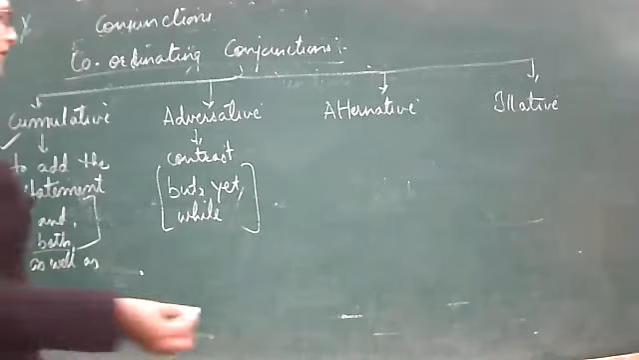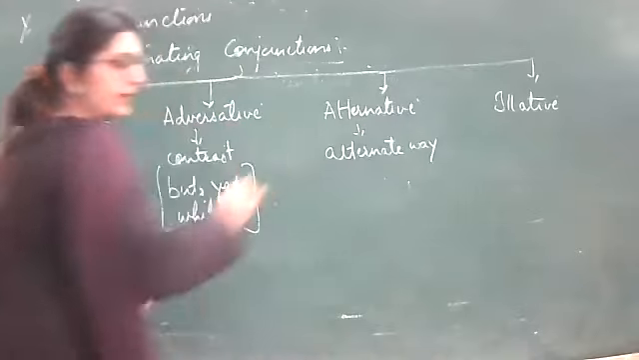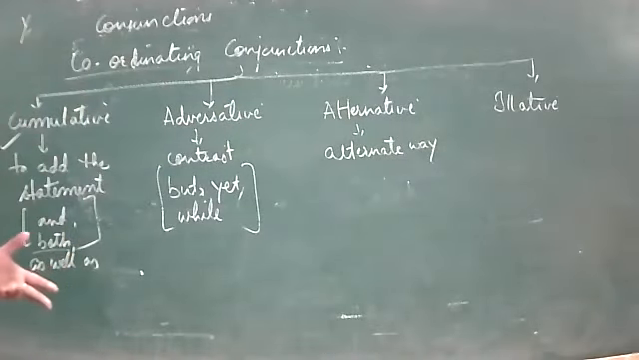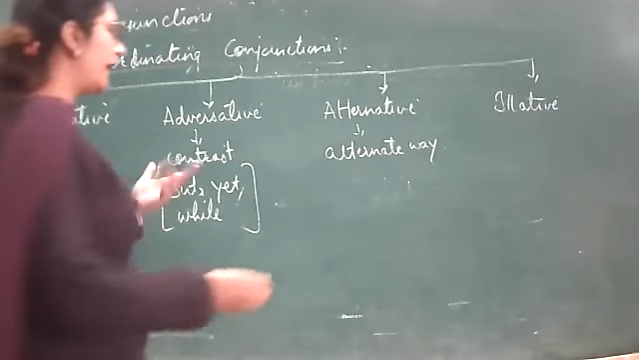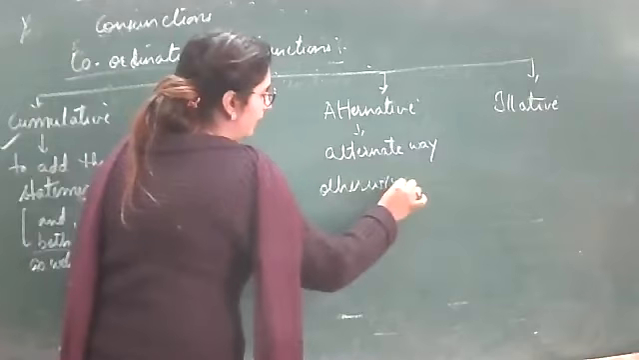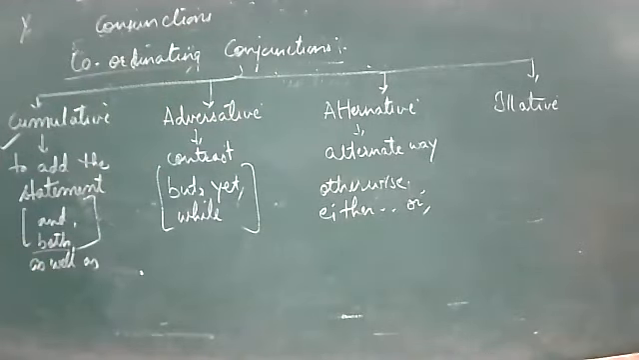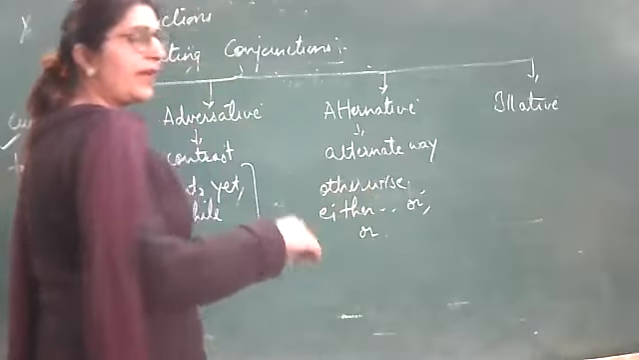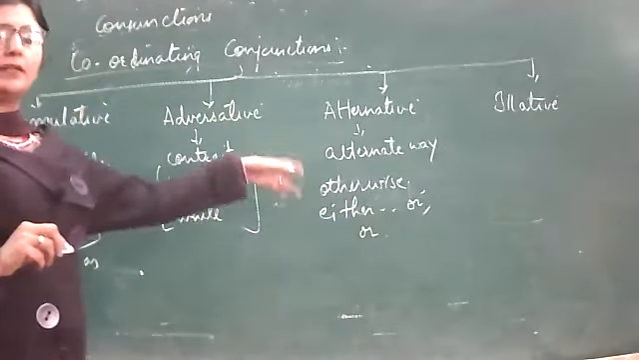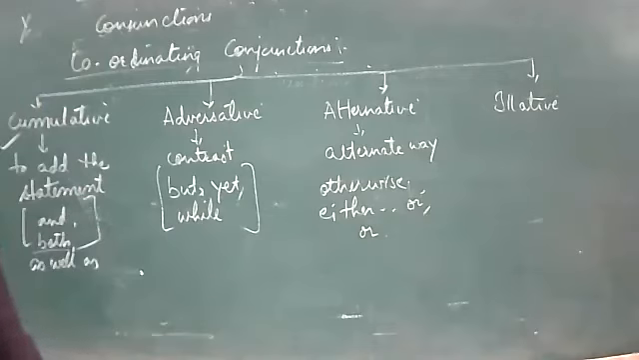Next, we have alternative conjunctions. Alternative means they give an alternate way. Alternate way means, for example, work hard, otherwise you will fail. Otherwise means what is the other option? That you will fail. Either work hard or you will fail. Either means there is a choice for you. Or can also be used here. You can go this way or that way. So in this case, there is an alternative way.